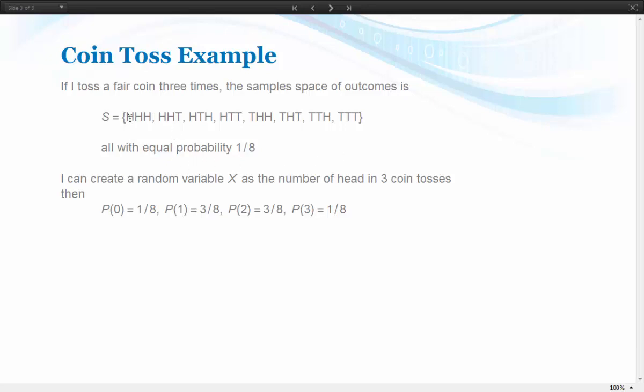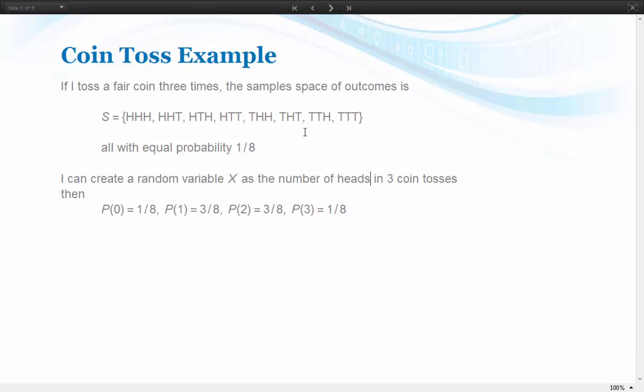So now I can turn this probability space into a random variable by, for example, creating the random variable x as the number of heads in 3 coin tosses. That's a numeric value. Then it should be clear the probability of getting no heads only occurs in this one case, tails, tails, tails. So that's 1/8. The probability of getting 1 head occurs in this case, in this case, and in this case. That's 3 cases, all with probability 1/8. So the probability of getting exactly 1 head is 3/8.